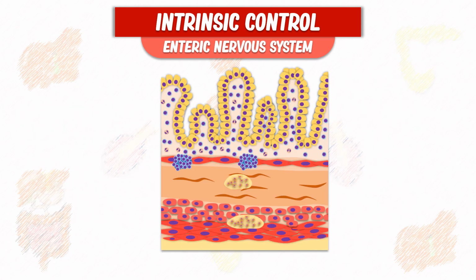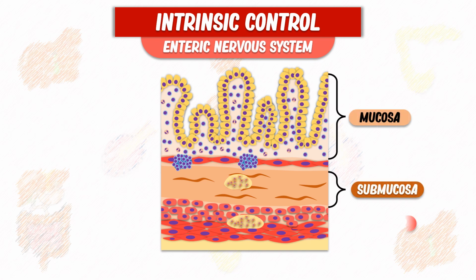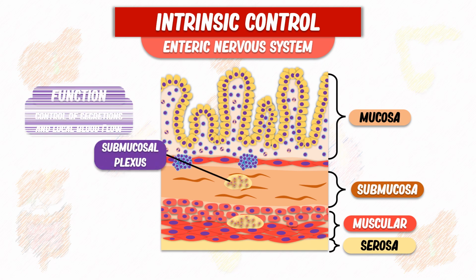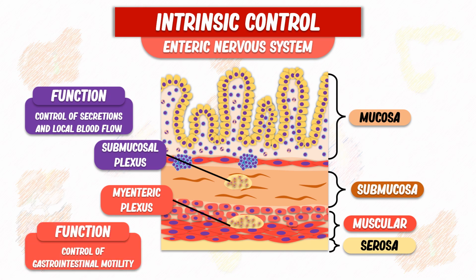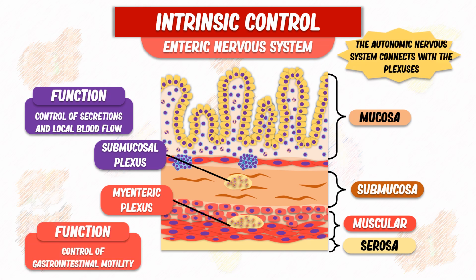To recap histology in general, the gastrointestinal tract consists of 4 layers: the mucosa, submucosa, muscular layer, which is divided into an inner circular and an outer longitudinal layer, and finally the serosa. The enteric nervous system is located within the wall of the gastrointestinal tract and consists of 2 ganglionated plexuses: the submucosal plexus in the submucosa, which controls secretions and local blood flow, and the myenteric plexus, situated between the inner circular and outer longitudinal muscles, which controls gastrointestinal movements. The sympathetic and parasympathetic nervous systems indirectly control gastrointestinal activities because their nerves connect to these plexuses.